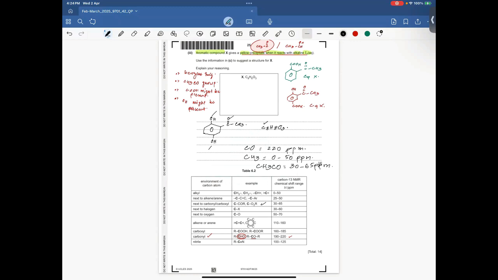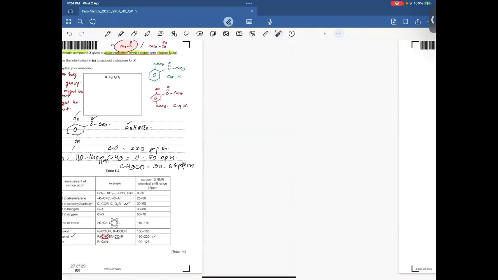So you will write all this. There is a benzene ring, and in the benzene ring there is C6H3. So the benzene ring is basically arenes, 110 to 160 ppm. So all these data and this sort of analysis needs to be included here in these lines in order to get the full marks. So that's the end of this.